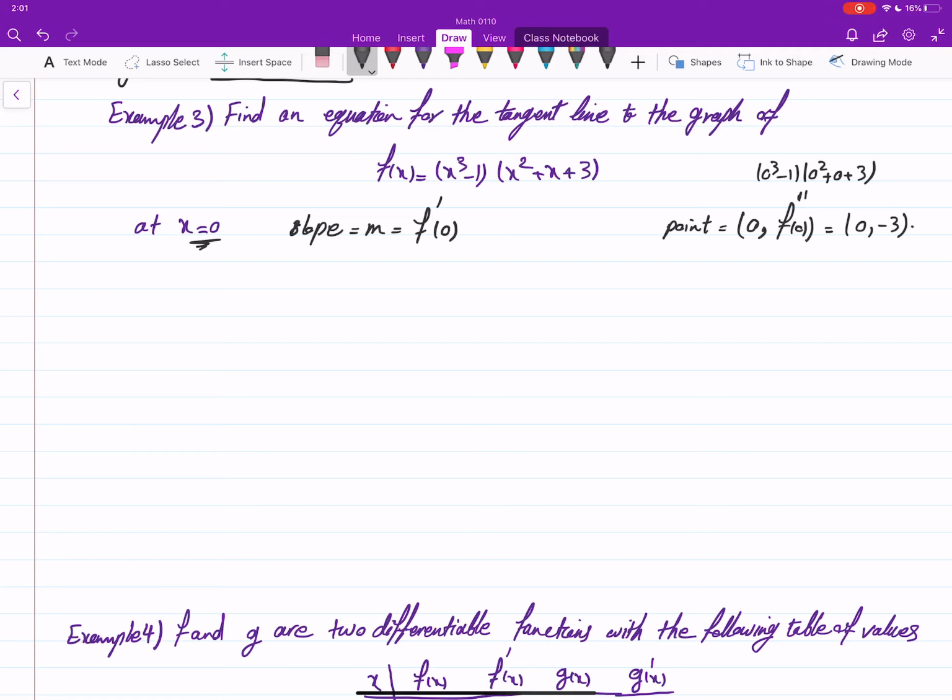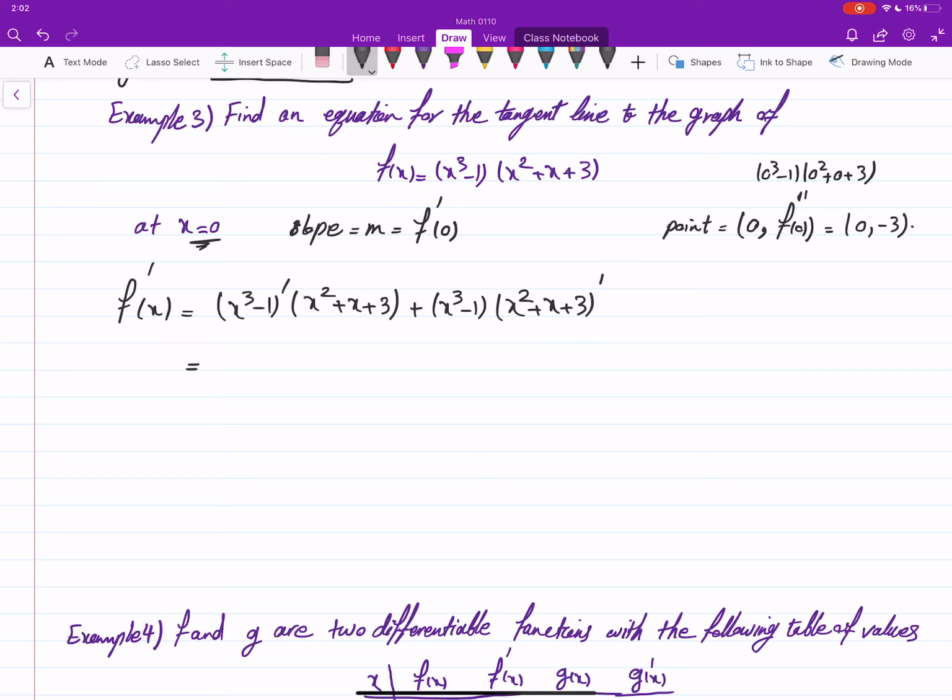So we have the point, we have to find the slope. It means that I have to find the derivative of the function. This is x cubed minus 1 times x squared plus x plus 3. Derivative of the first one times the second one, plus the first one itself times the derivative of the second one.